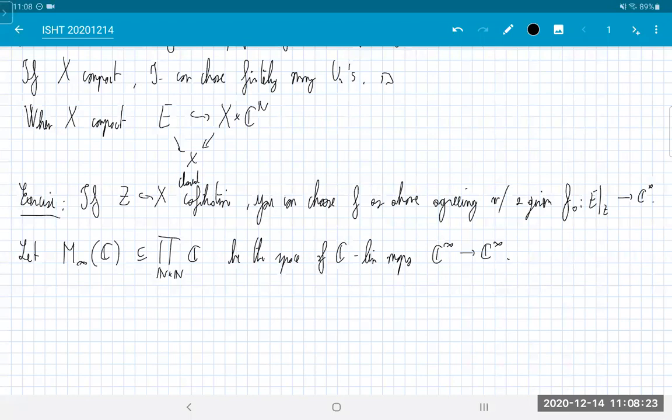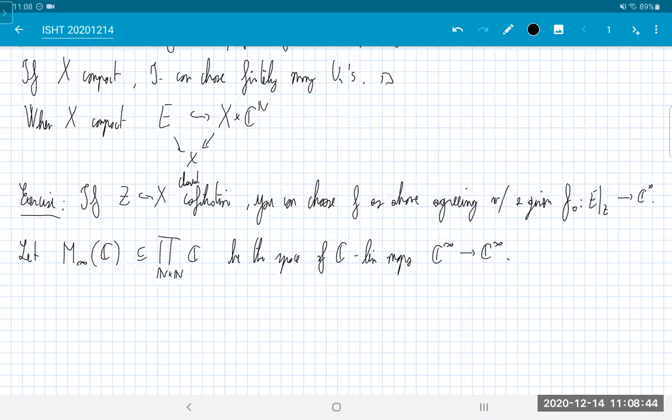So a C-linear map is represented by some big matrix, as usual. And they're not all the matrices. Technically, you need all the columns to have only finitely many non-zero entries. Otherwise, the image of an element in C infinity is not necessarily in C infinity. You need the sums to be finite.